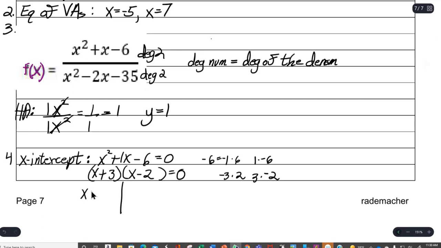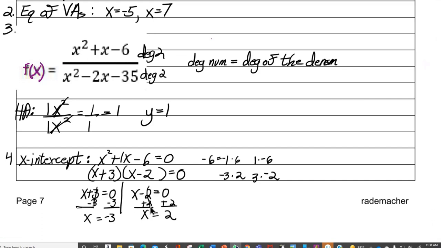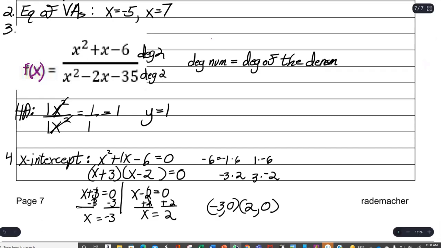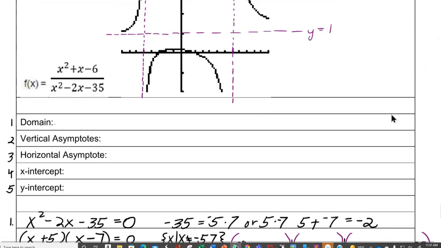And then I set x plus 3 equal to 0 and x minus 2 equal to 0. So we subtract 3 from both sides. We add 2 to both sides. X equals negative 3. X equals positive 2. I have two x-intercepts. Negative 3, comma 0. And positive 2, comma 0. Let's go find them and mark them. Negative 3 and positive 2.